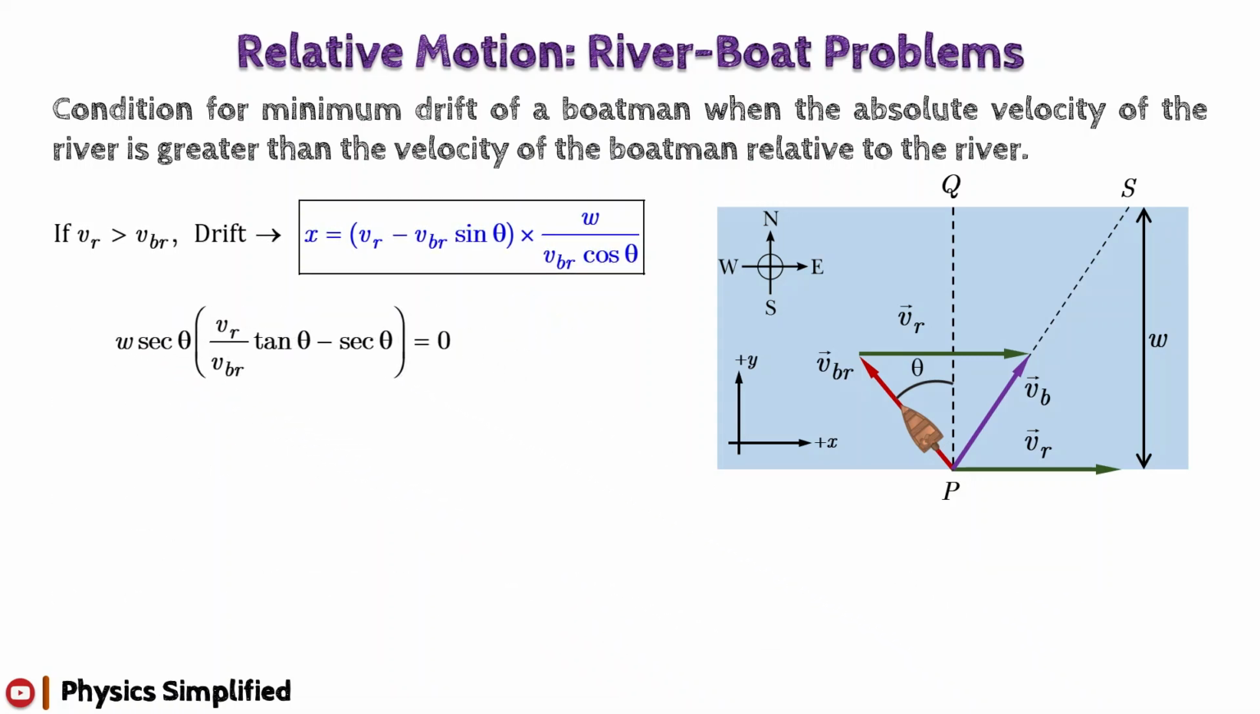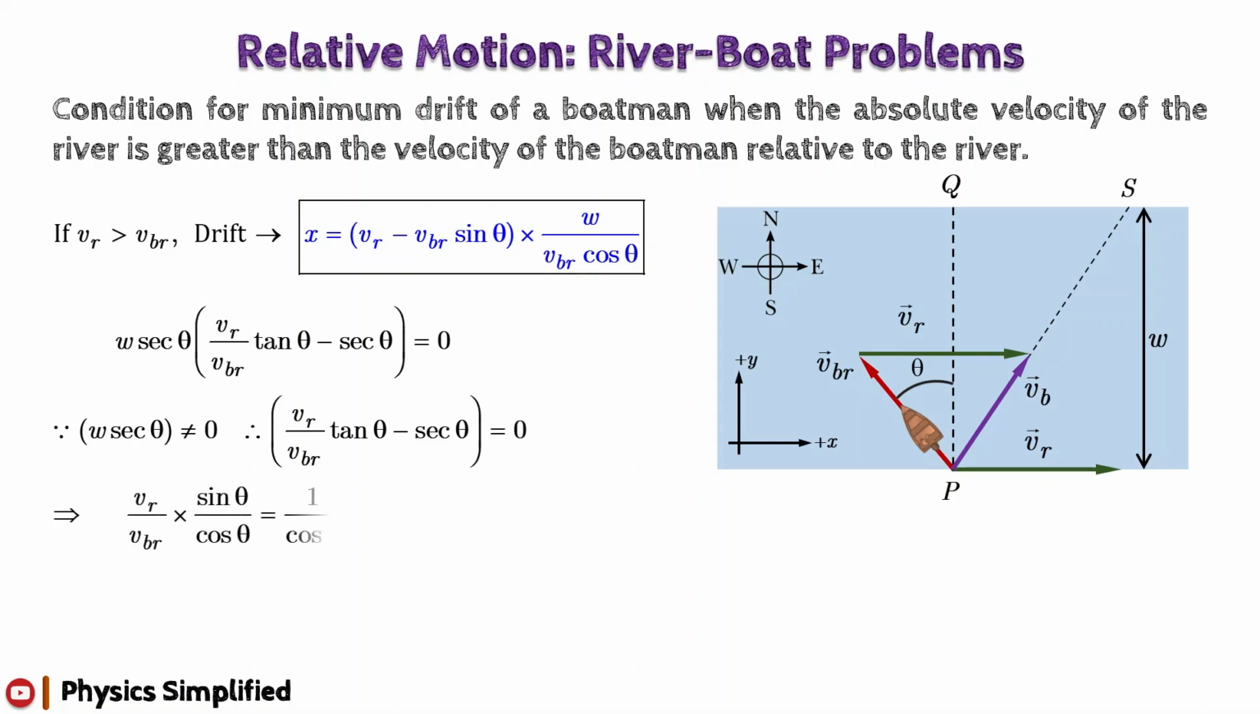Since w sec theta cannot be equal to 0, hence, the equation will be valid if v_r / v_br tan theta − sec theta is equal to 0. Simplifying the equation, we obtain sin theta is equal to v_br divided by v_r. Therefore, theta is equal to sin inverse of v_br divided by v_r.